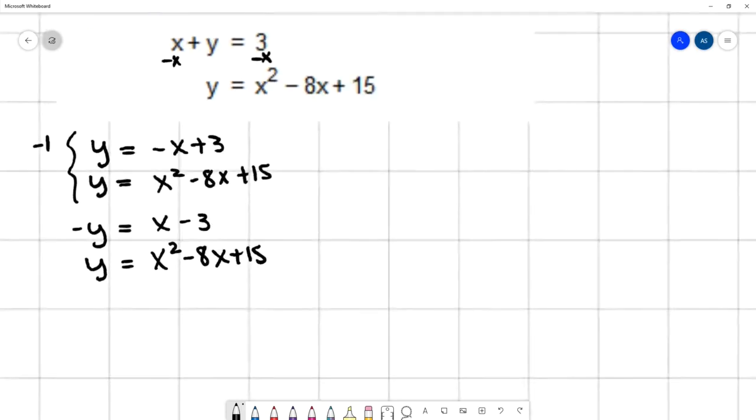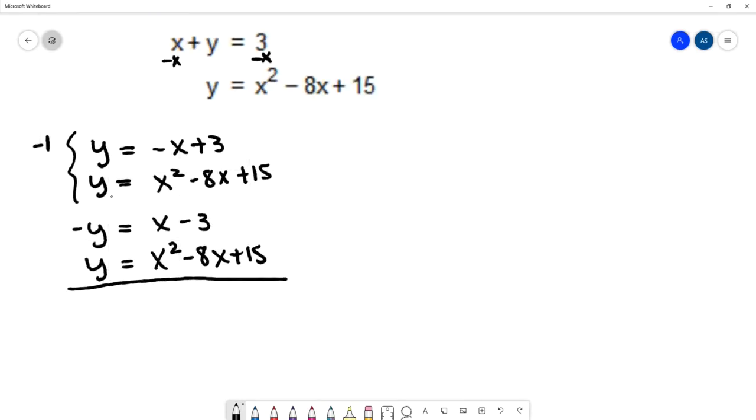And now when I add these equations together, the y's will eliminate, giving me 0. And I have x squared minus 7x plus 12. And this is the same equation that I had before.